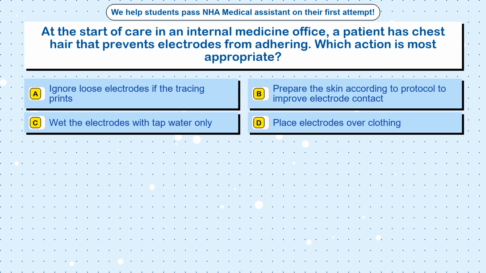Question 37. At the start of care in an internal medicine office, a patient has chest hair that prevents electrodes from adhering. Which action is most appropriate? Option A. Ignore loose electrodes if the tracing prints. Option B. Prepare the skin according to protocol to improve electrode contact. Option C. Wet the electrodes with tap water only. Option D. Place electrodes over clothing.